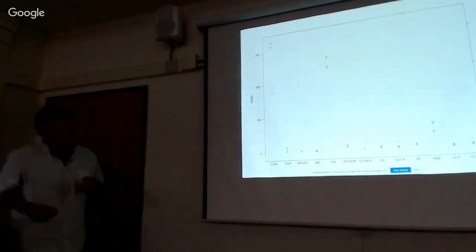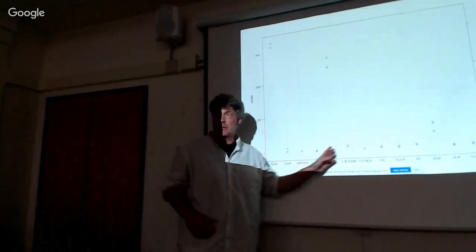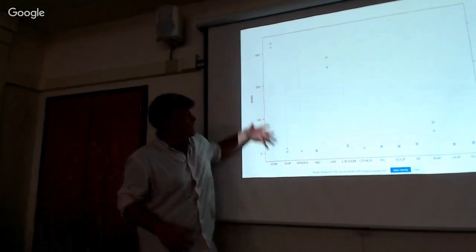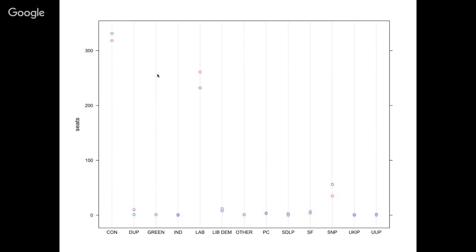So this is a dot plot again. We could sort this, and we should sort this. This is a dot plot, but notice the way that this grows. If we wanted to show all the elections, we could just layer them in.